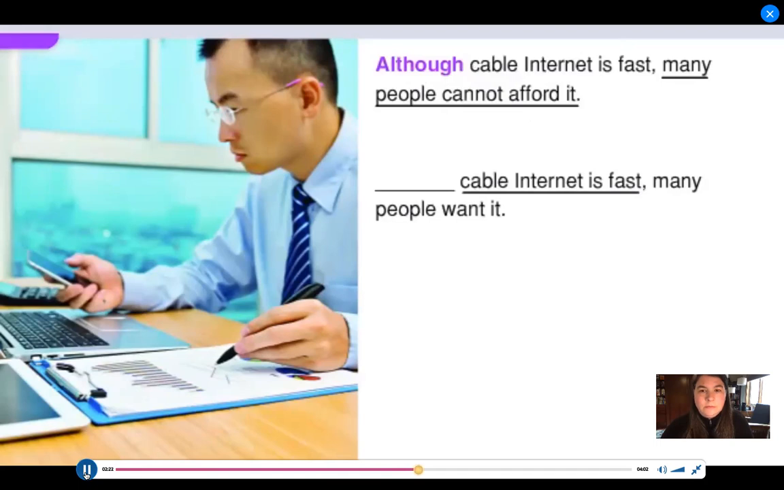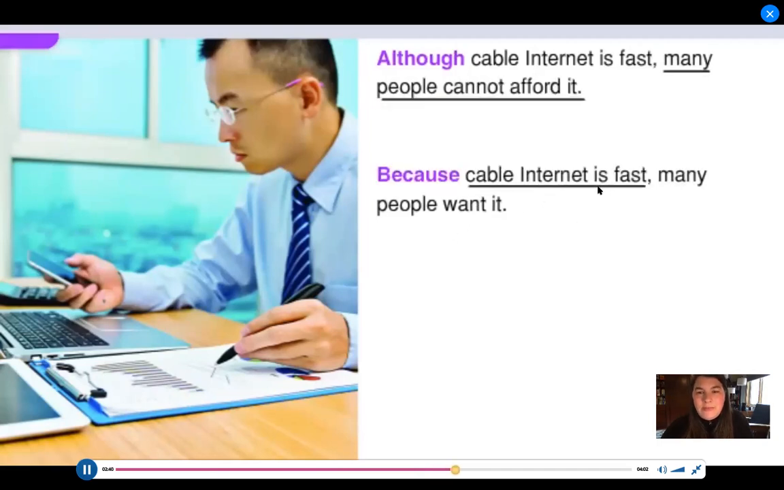Now complete the second sentence. Use because if the underlined clause gives a reason. Use although if the underlined clause gives information that is surprising or unexpected. Why do people want internet? Because it is fast.